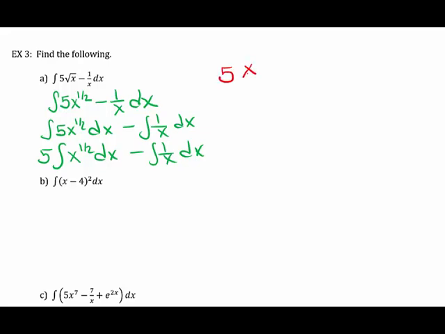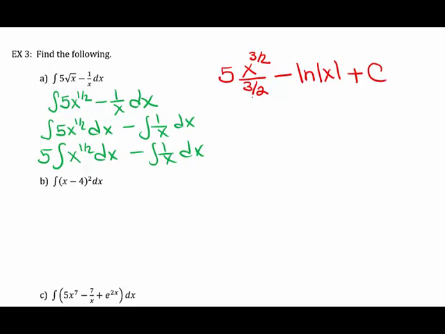X to the 1/2, let's see, I add 1, I get x to the 3/2, and then I have to divide by 3/2, and we'll simplify that in a minute, minus, and the antiderivative of 1 over x is natural log of absolute value of x. And then we always put a plus c in there.